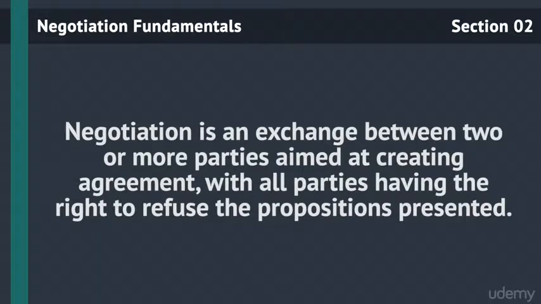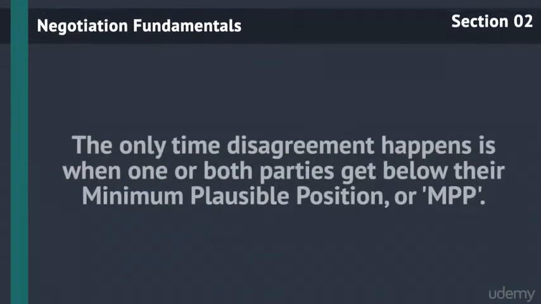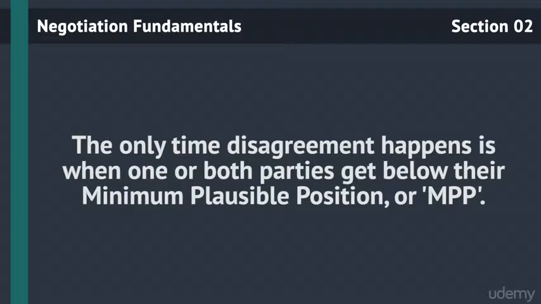The first part seems obvious: an exchange between two or more parties aimed at creating agreement. In a negotiation, there are two different sides. They each have what the other wants. So agreement is inherent in the negotiation. The only time disagreement happens is when one or both parties get below their minimum plausible position, their MPP, and this is a concept that I'll unpack a little bit later on in the course.